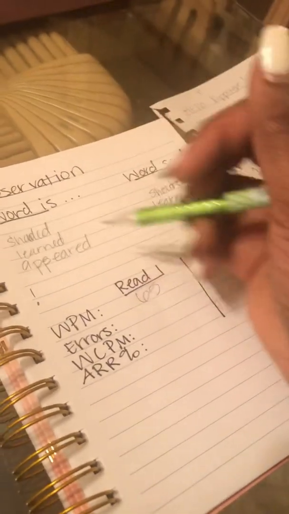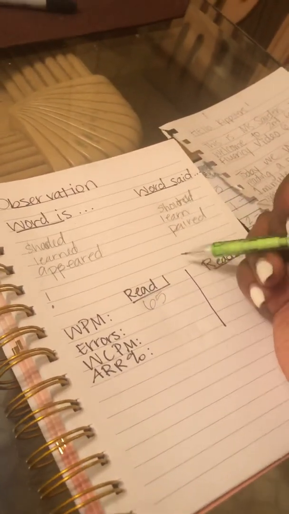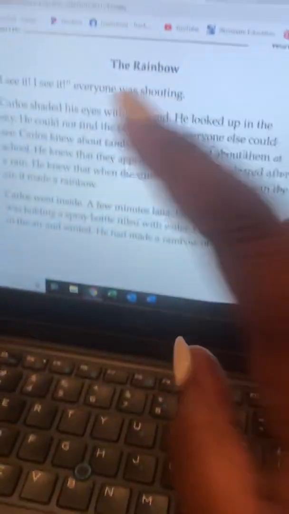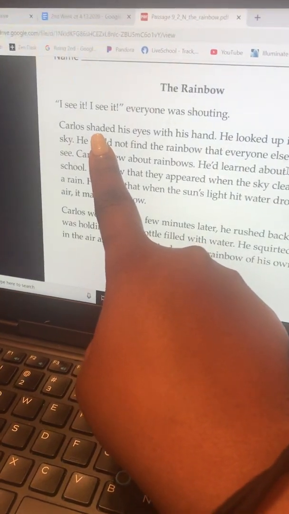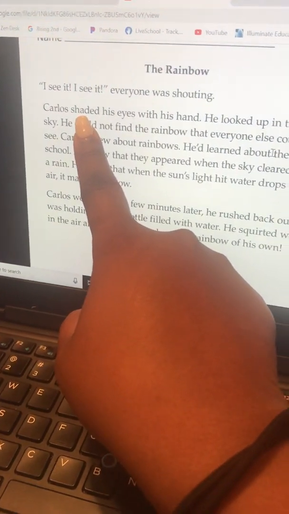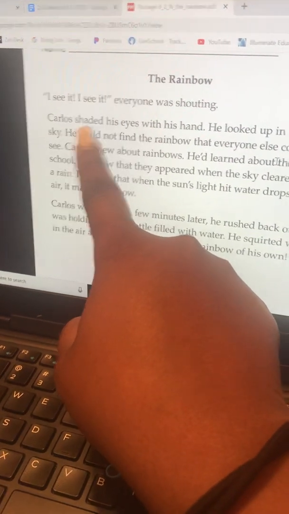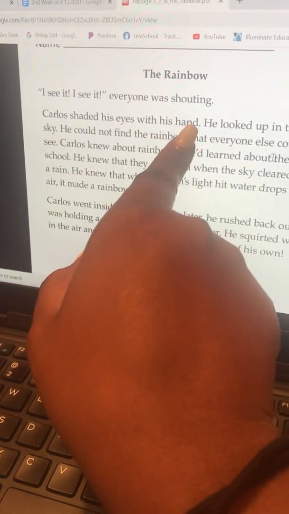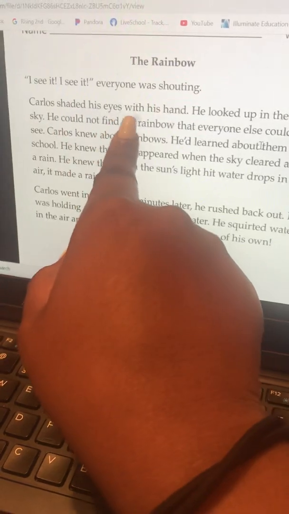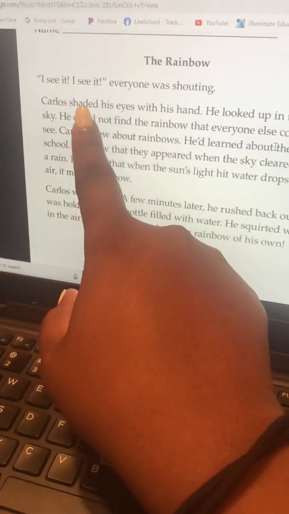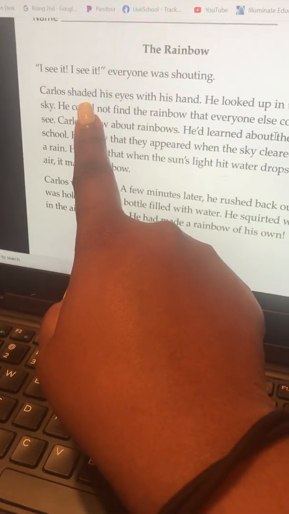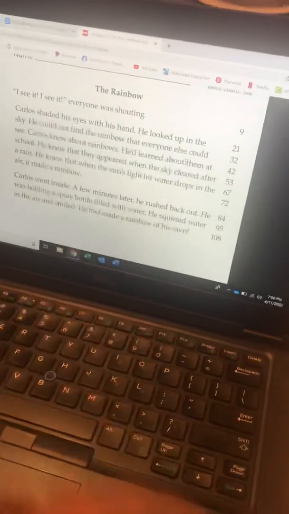Naya, you had a few errors. Naya, what is this word here? Shout. That word is shaded. What's that word? Shaded. Carlos shaded his eyes with his hand. Carlos shouted his eyes with his hands. Does that make sense? No. So that word is what? Shaded. Carlos shaded his eyes with his hands. When we read a second time, make sure you say shaded.